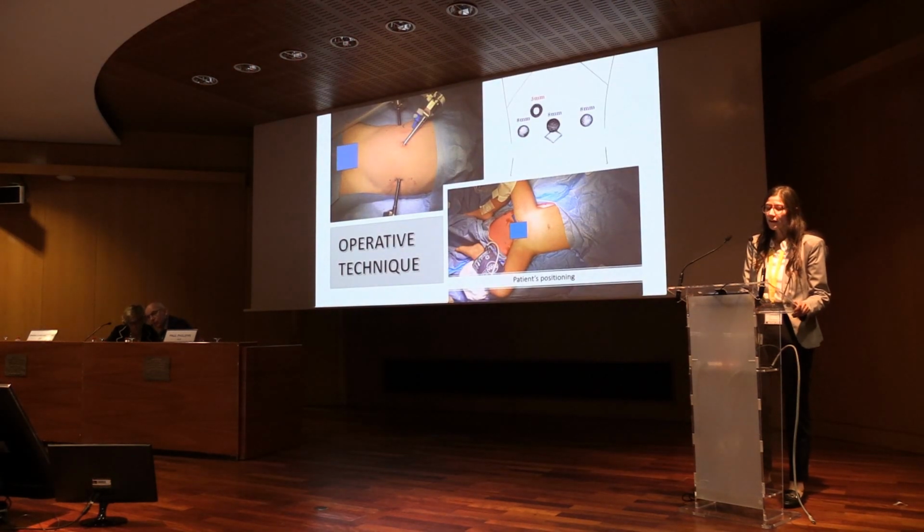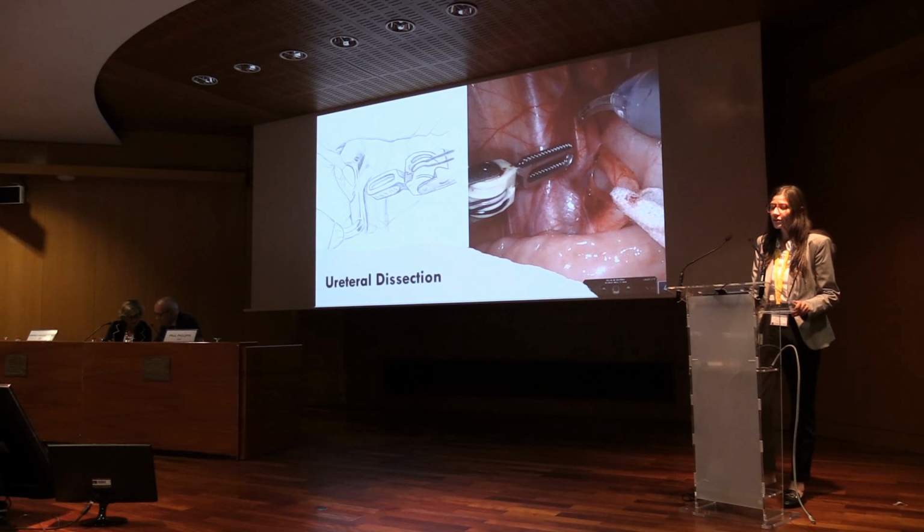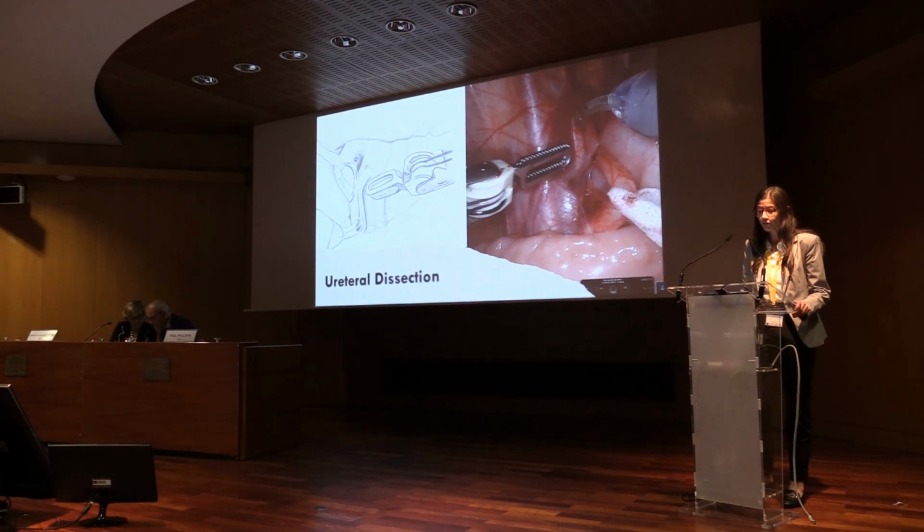Regarding the operative technique, this was the patient position: supine on the operative table with 4 trocars, 3 8mm robotic ports and 1 5mm assistant port. The ureter is dissected both proximally and distally up to the bladder entry.